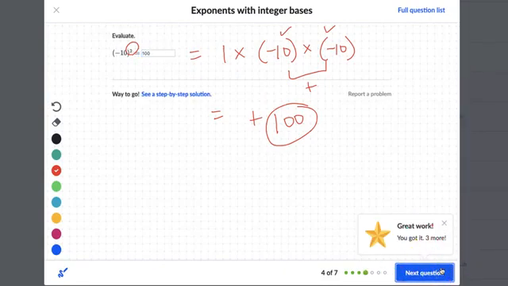All right, so when the negative is attached to the base number, you're going to have to pay attention to whether it's going to cancel each other out or not, because then you have a whole bunch of negatives and you need to start simplifying and seeing what it does in the final answer. So that's exponents with integer bases.